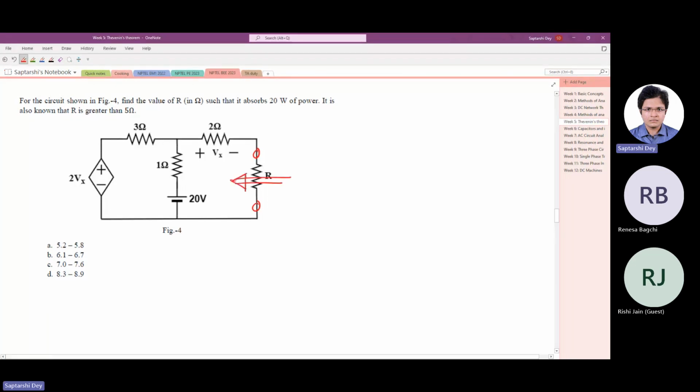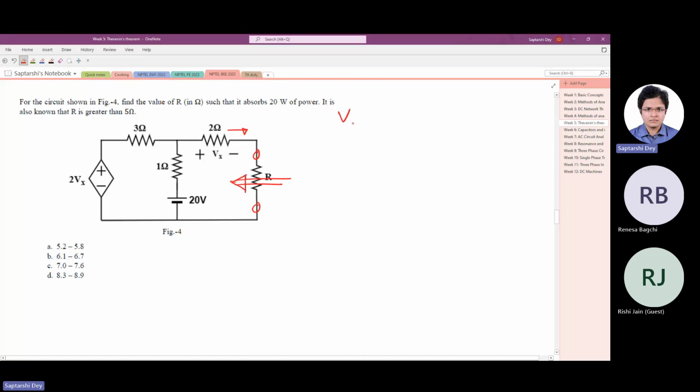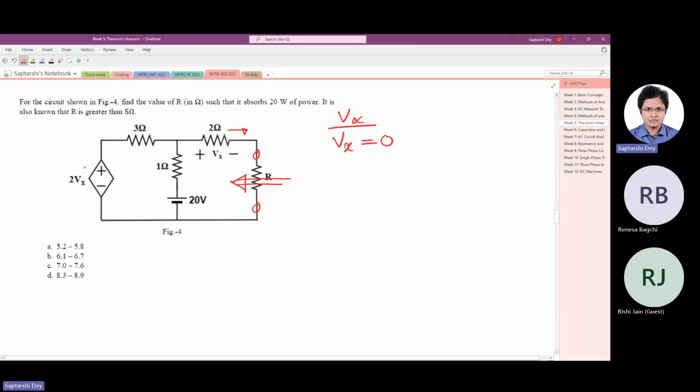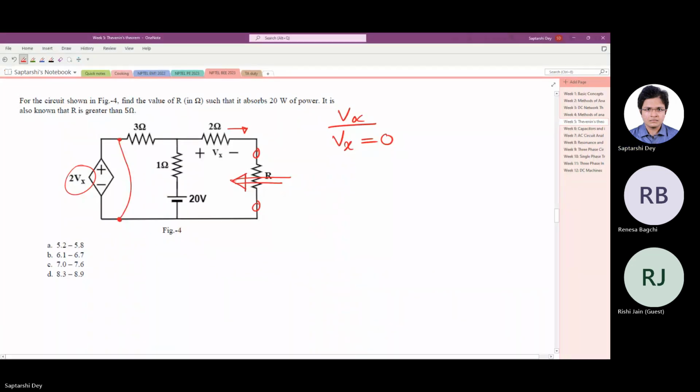Now, what we have to do, we have to find out open circuit voltage, short circuit current. So open circuit voltage means this R I have removed and this is open. So there is no current through this. So while we are trying to find out open circuit voltage, there is no current through this. So Vx is 0. So if Vx is 0, then this one is also short circuited. So we can simply say there is a short circuit here.